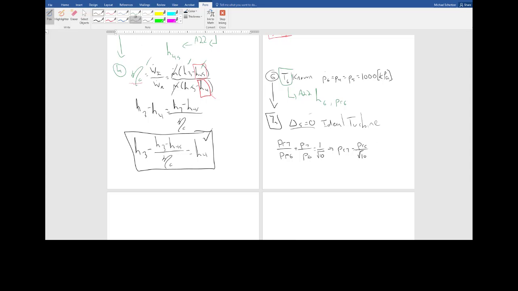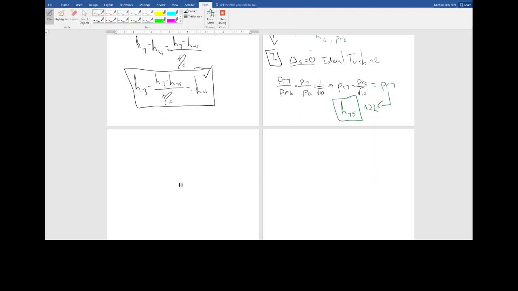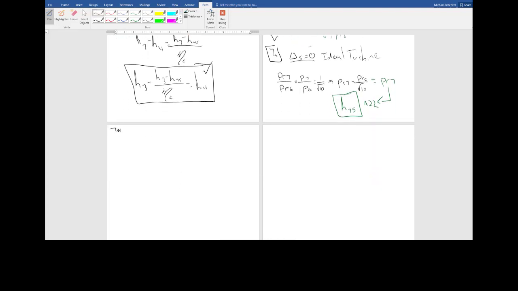Right? Which means that I know PR7, and I can go back to table A22, right? Notice these arrows go the same way, right? If I know the temperature, then I'm interpolating from left to right. But if I know PR, then I'm interpolating from right to left, right? So now I'm going to get H7S. Now I'm going to come from state 7S to state 7. Right? This is going to be the real turbine.